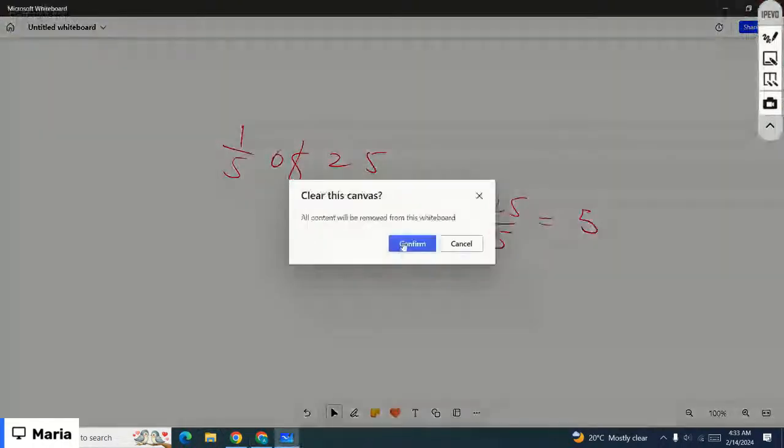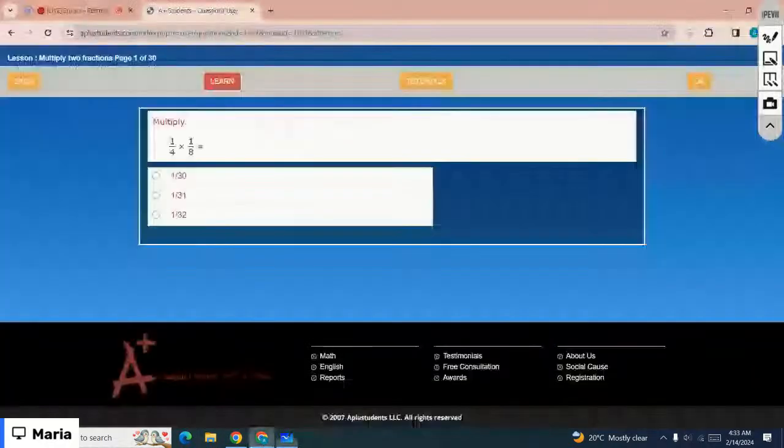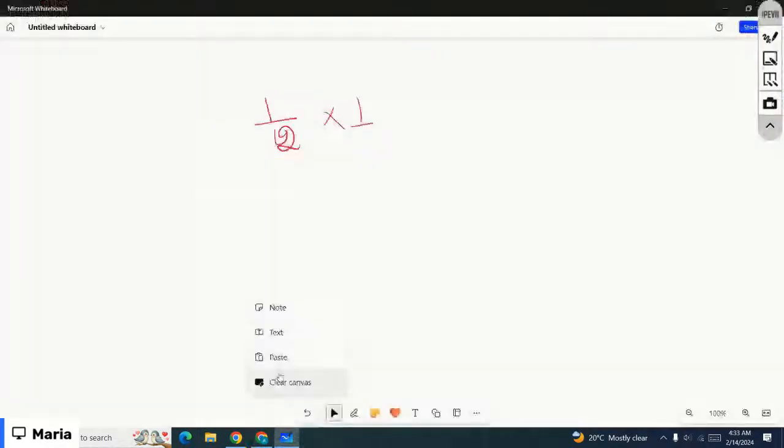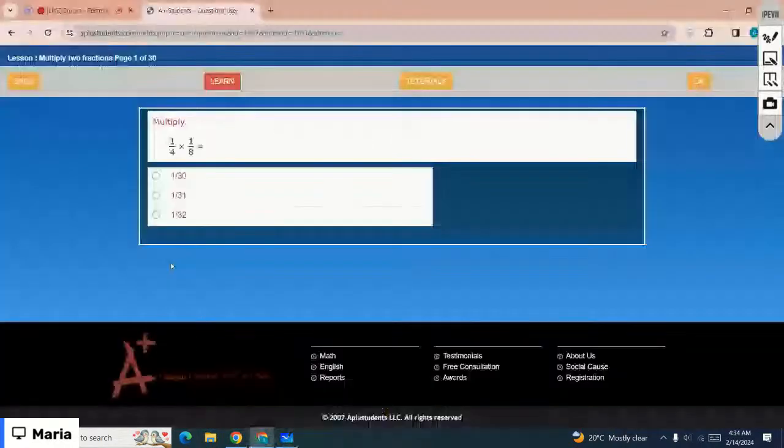So multiplying fractions is very easy. You just have to multiply numerator times numerator and denominator times denominator. 1 times 1 is 1 and 8 times 4 is 32. Got it? So the correct option is 1 over 32.